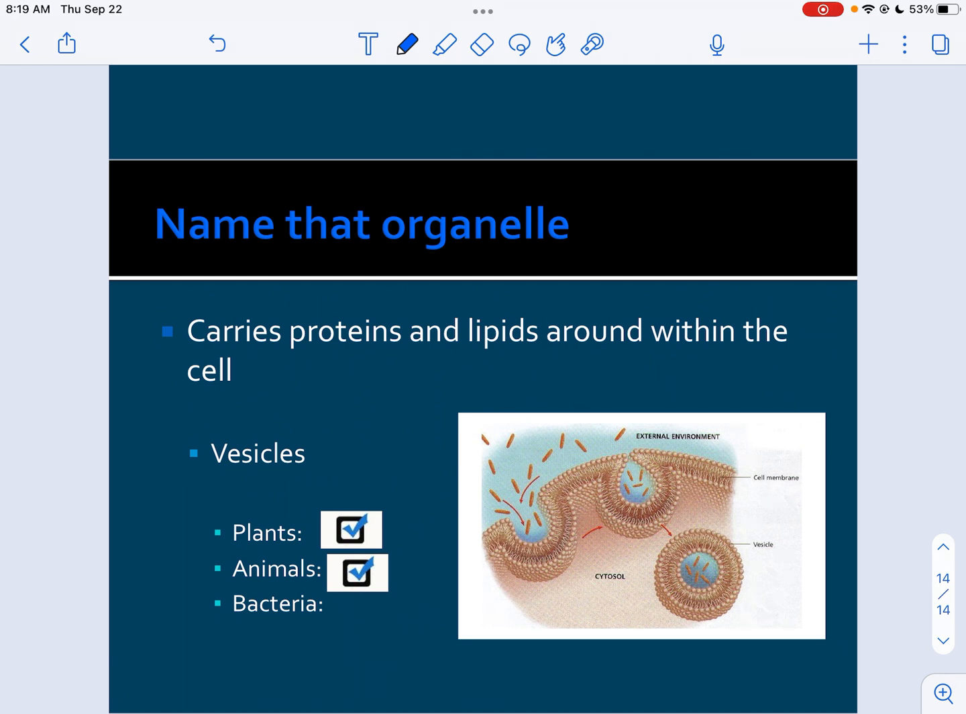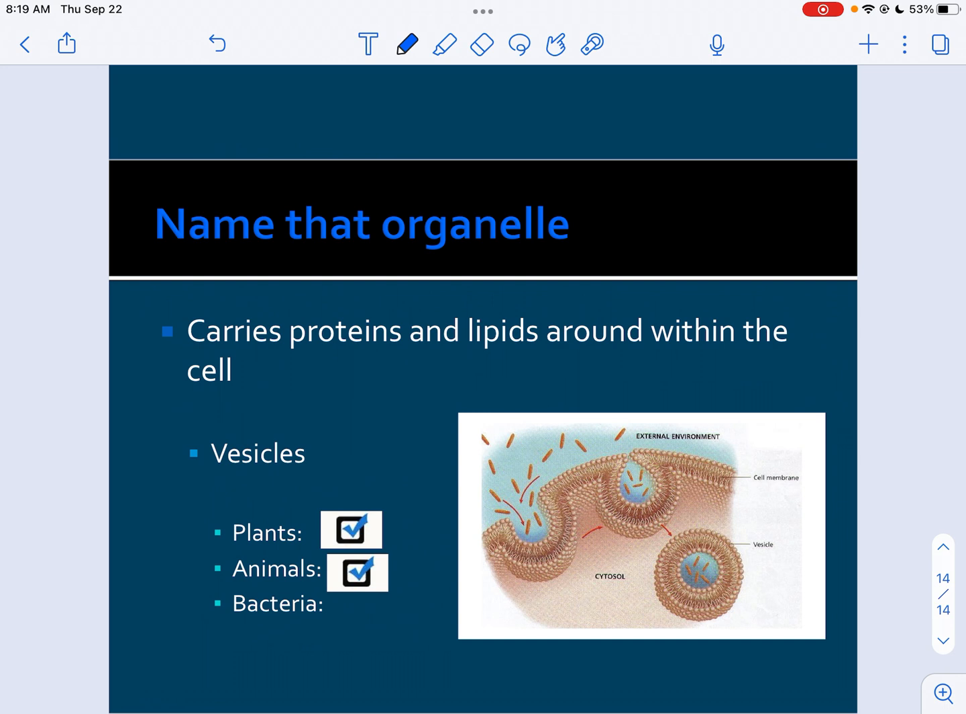So our vesicles, if you take a look, they do have an extra little membrane. Their membrane looks very similar to the plasma membrane. And when it's ready to get rid of the stuff on the inside, it'll merge and send it out. Plants, animals, again, they're membrane bound, have them because they are eukaryotic. Prokaryotic organisms do not. Okay?